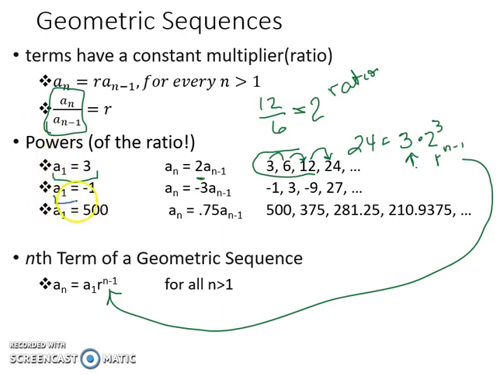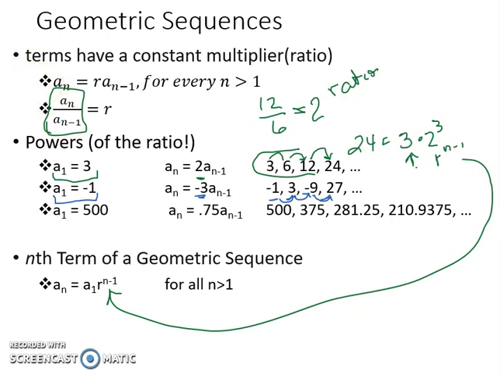So if we have A1 is -1, and our ratio is -3, we just multiply -3 by each of the terms. So we have -1 times -3 gives us +3, times -3 gives us a -9, times -3 gives us a +27. So in this case, since our first term was -1, we're going up by powers of 3.